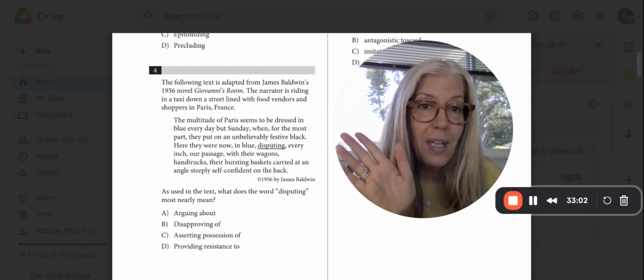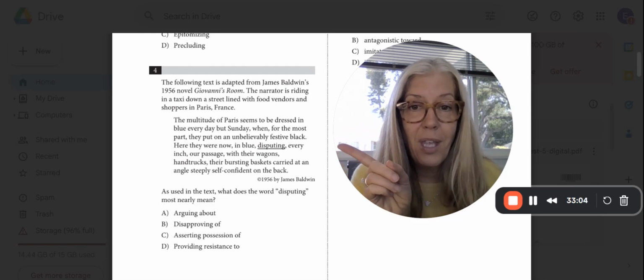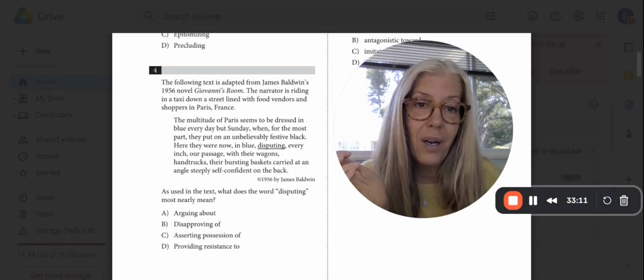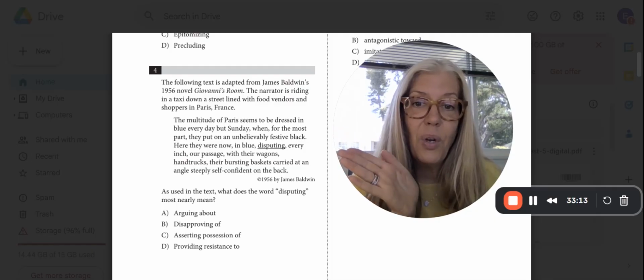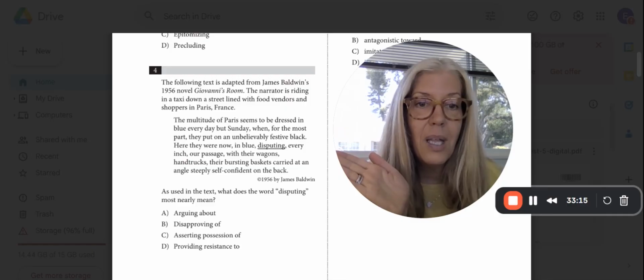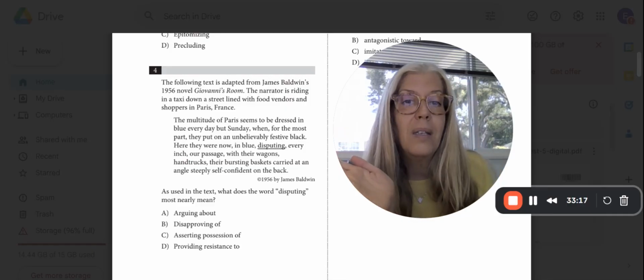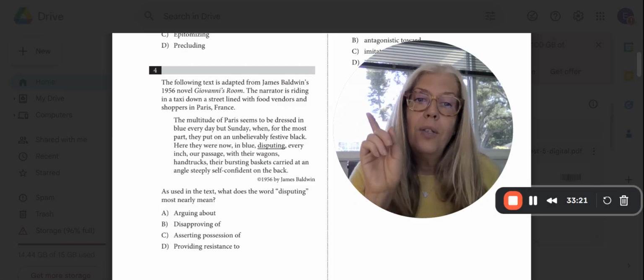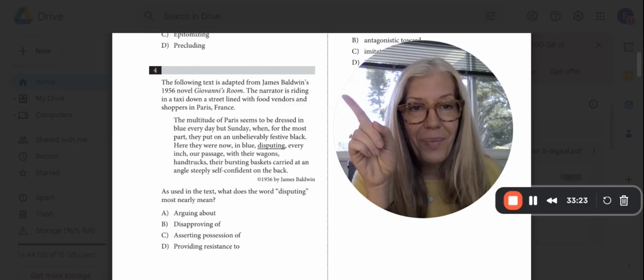And I can't tell you how many kids on this test will look at that really quickly, think they're saving time, pick A, and then move on and think they got it right, and they didn't get it right. So we think that disputing always means arguing. It doesn't. That's what we're practicing, is seeing words used in different contexts. So never skip the very top part. So many kids will skip it.